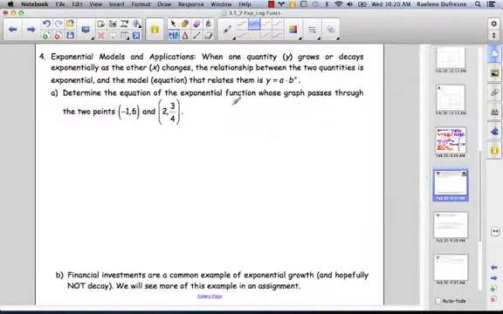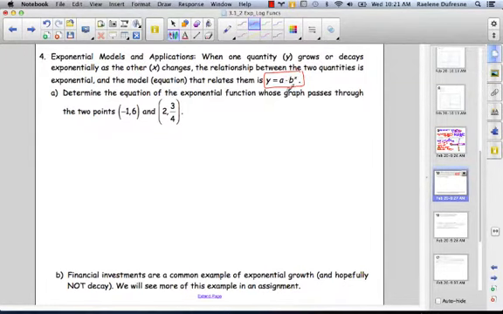Again, if b is between 0 and 1, we have decay, and if the base is greater than 1, we have growth. So what we want to do is to determine the equation of the exponential function whose graph passes through these 2 points. Well, in order to come up with the equation for any function, whether it is linear, quadratic, rational, whatever, we have to solve for the non-x and y letters. The non-x and y letters are called parameters.